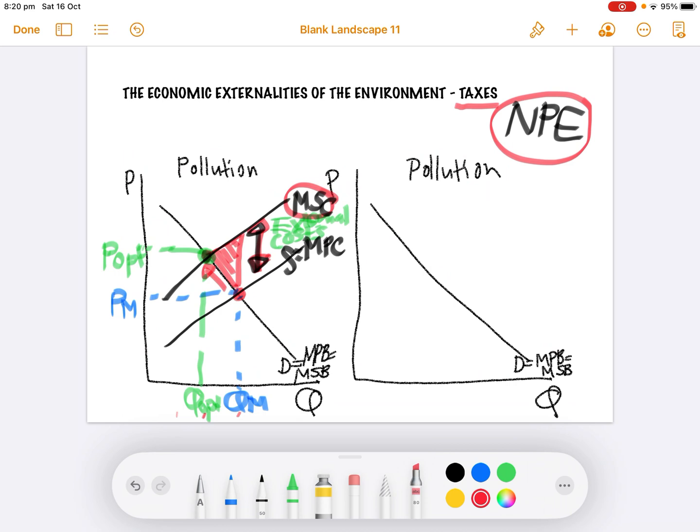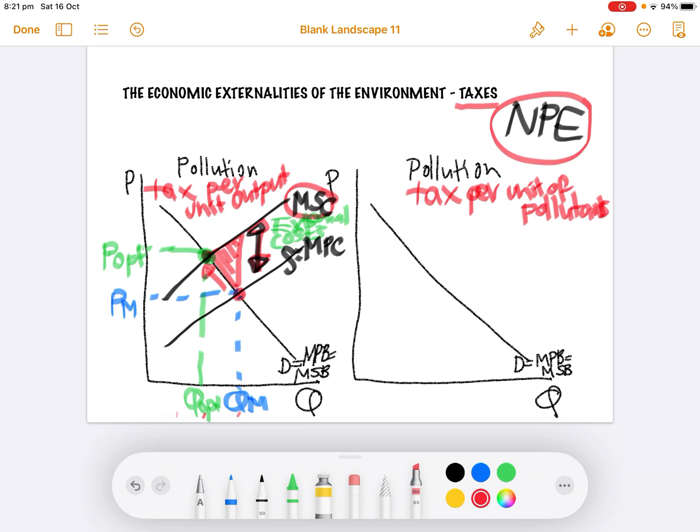Okay, so the second type of tax is the tax per unit. So this is the tax per unit of production, or output, per unit of output. And what we are going to look at also is the tax per unit of pollutant. Tax per unit of pollutants.